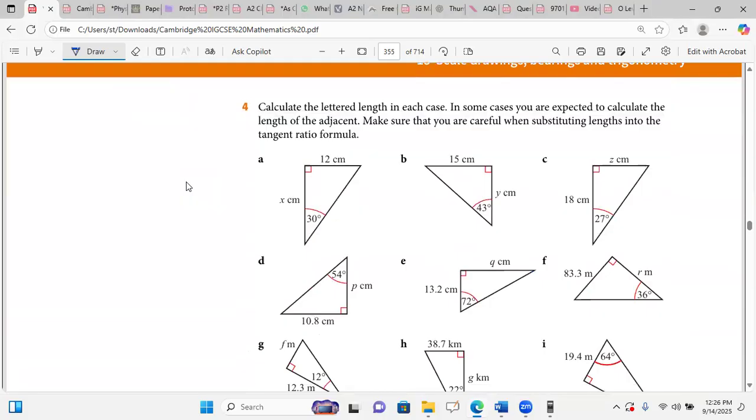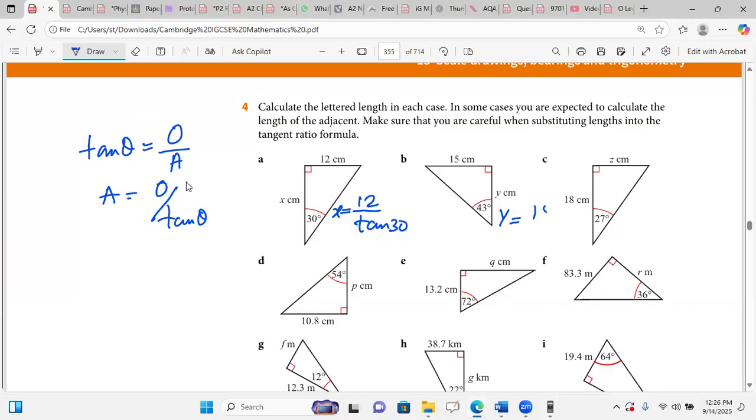Now he is saying adjacent is needed. So adjacent is needed. As you know, tan theta is equal to opposite over adjacent. Adjacent you want to calculate in this case. So adjacent will come here, opposite over tan theta. So opposite over tan theta means 12 over tan 30, you will get x. Here you can say again adjacent of y from 43 you need. So y will equal to 15 over tan 43 degree.